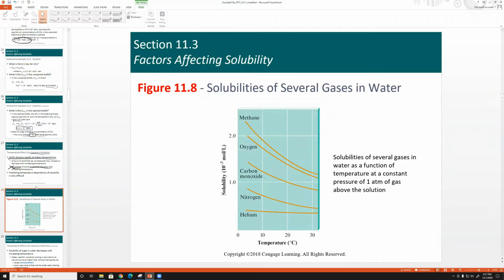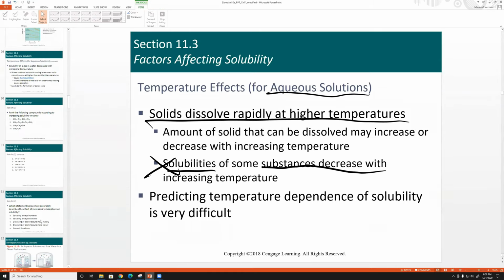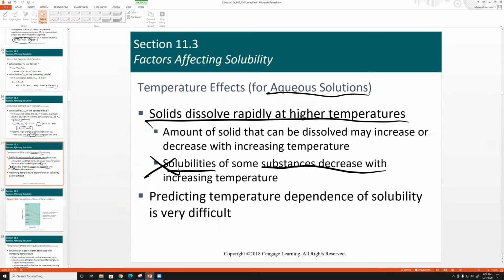But for solids, it's the opposite actually. For solids, the amount of solute, and I think this first one describes it, the amount of solid that can be dissolved may increase or decrease with increasing temperature. Usually it increases. Only for a couple of different solids, it decreases. And there might be a chart. There's no chart of that. It doesn't look like there is, but normally they increase.